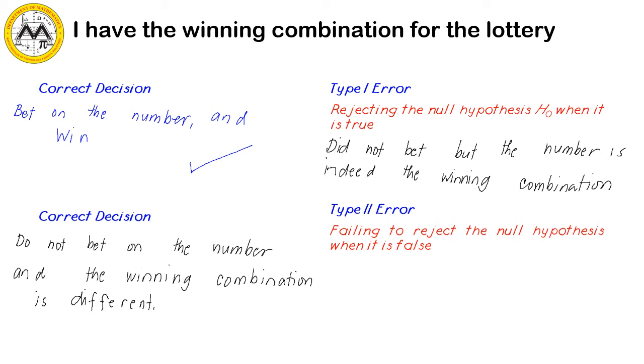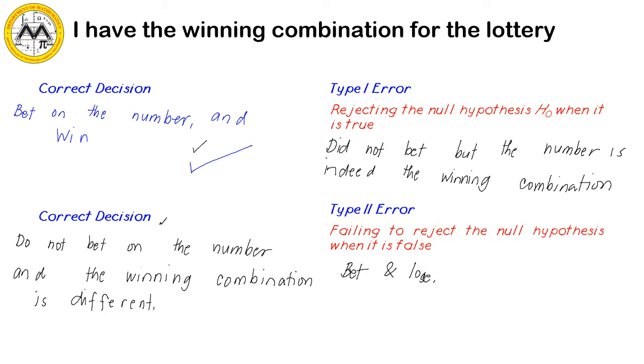For type 2 error, you fail to reject the null hypothesis. So you agree that you have the winning combination. So what happens is you bet. But you do not have the winning combination, so you lose. So these two cases are okay, making correct decisions.